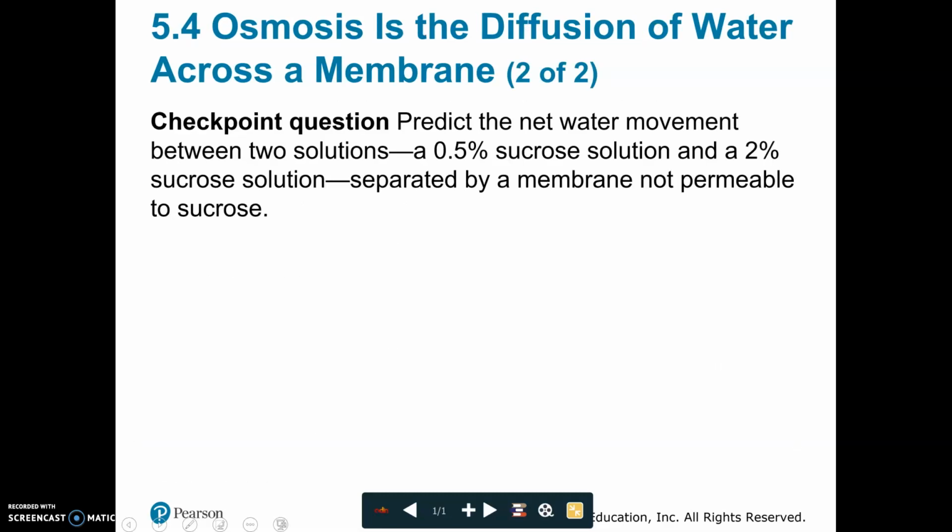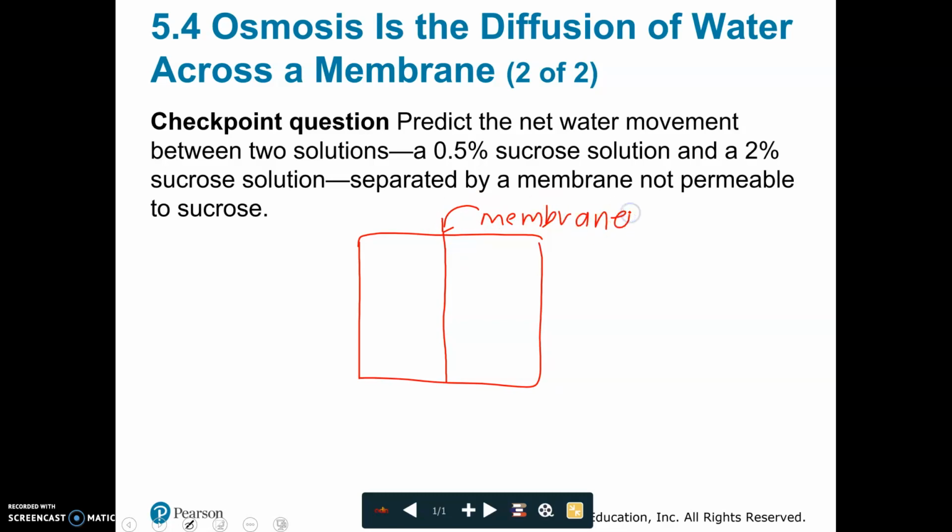So checkpoint question, this is what we're going to be looking at, is trying to figure out something like this. It says, predict the movement of water between two solutions, a 0.5% sucrose solution and a 2% sucrose solution separated by a membrane permeable to sucrose. So imagine you have this, and there's a membrane here, sort of like the baggie. Now, what they want to know is which way the water's going to go, not which way the sucrose is going to go.